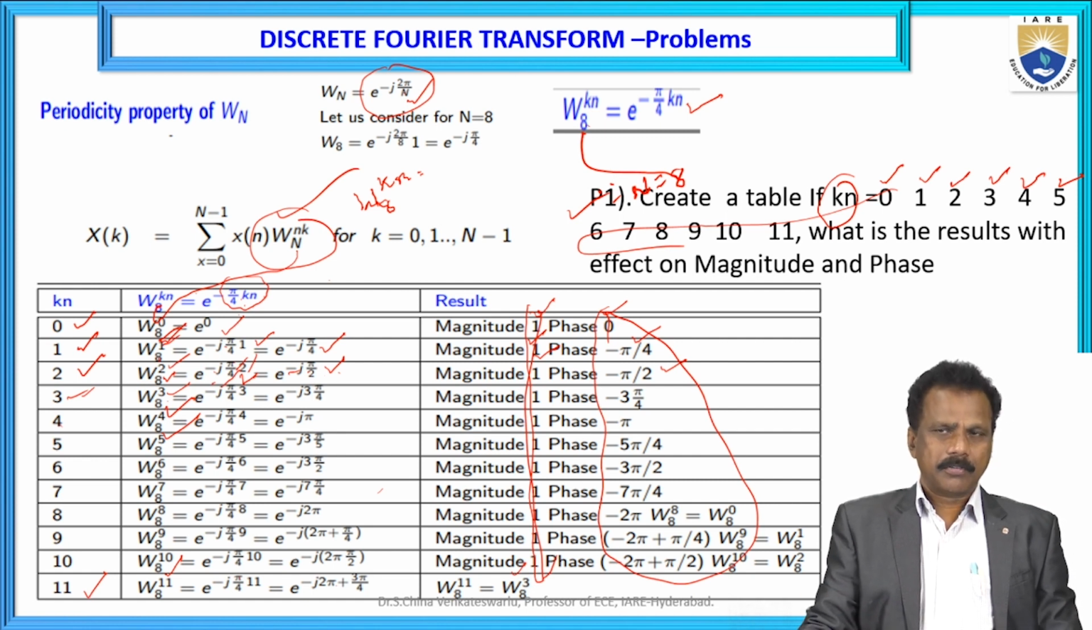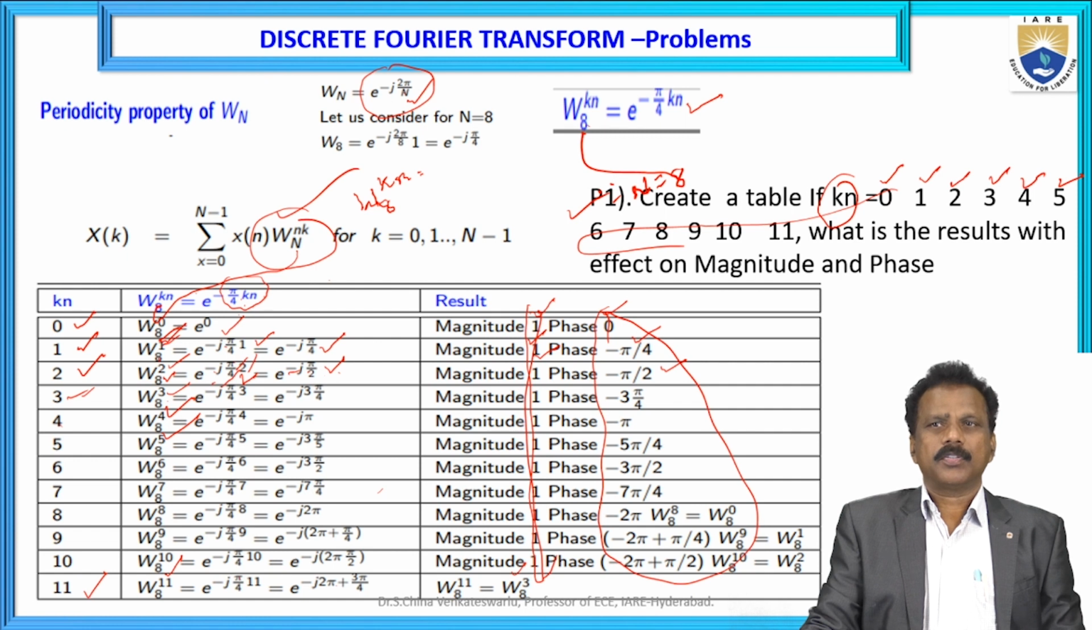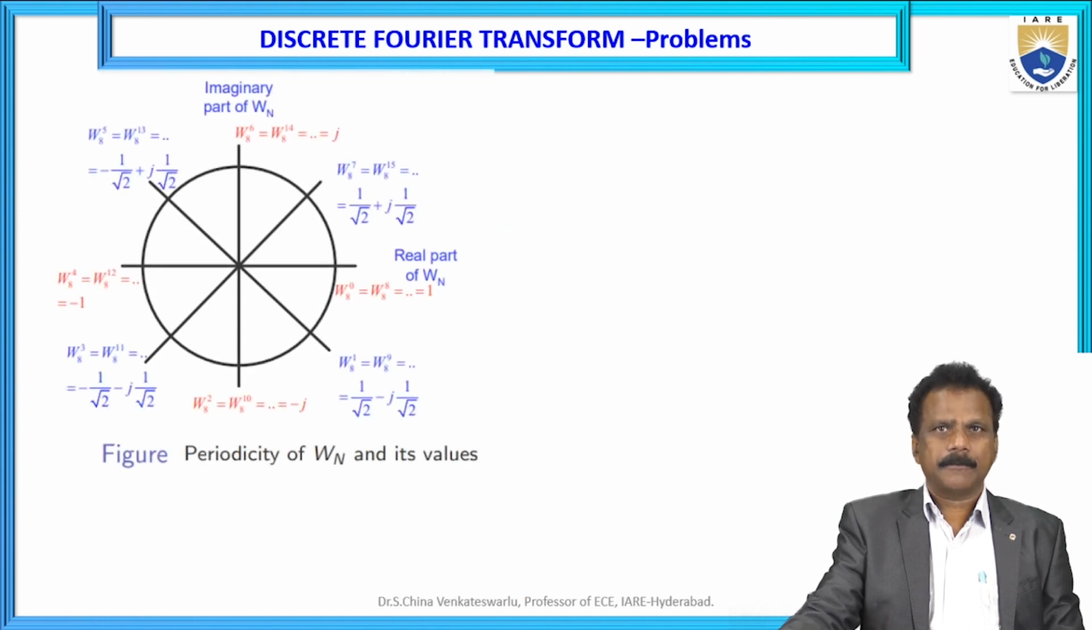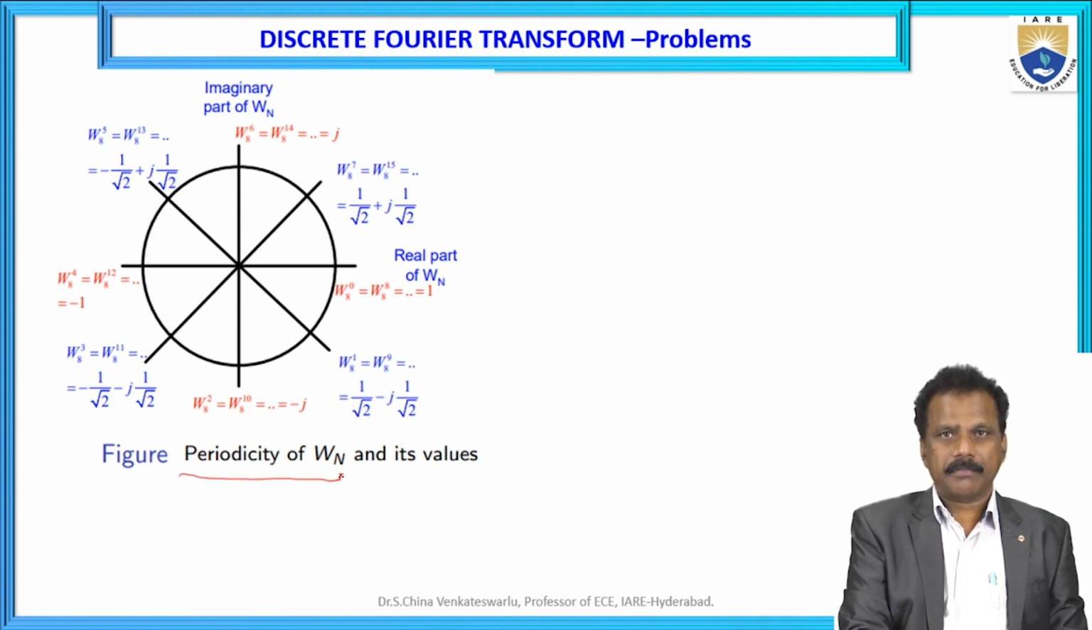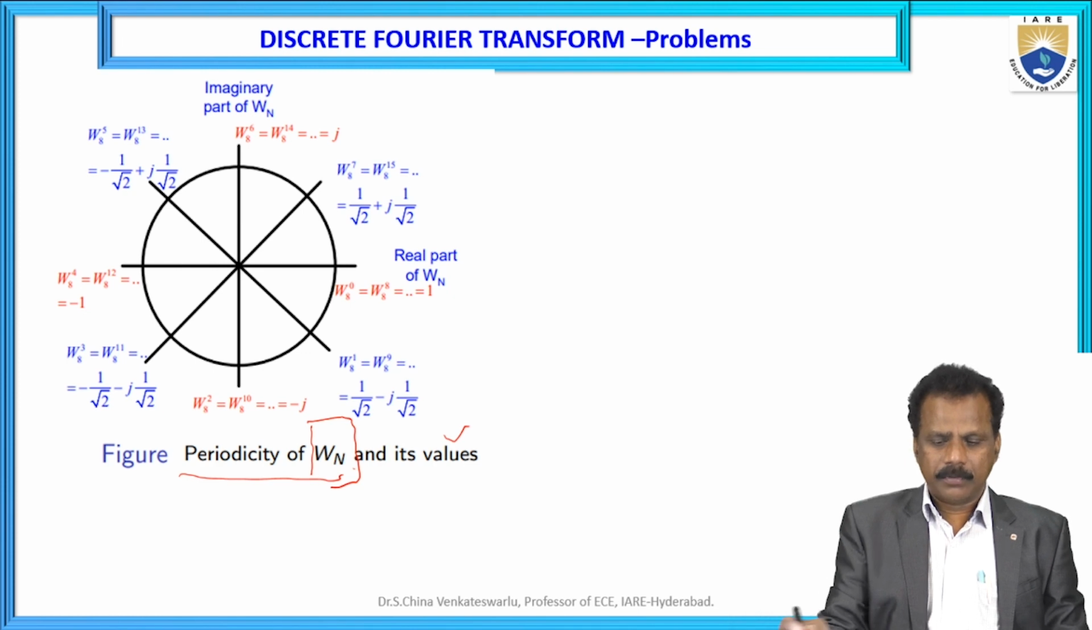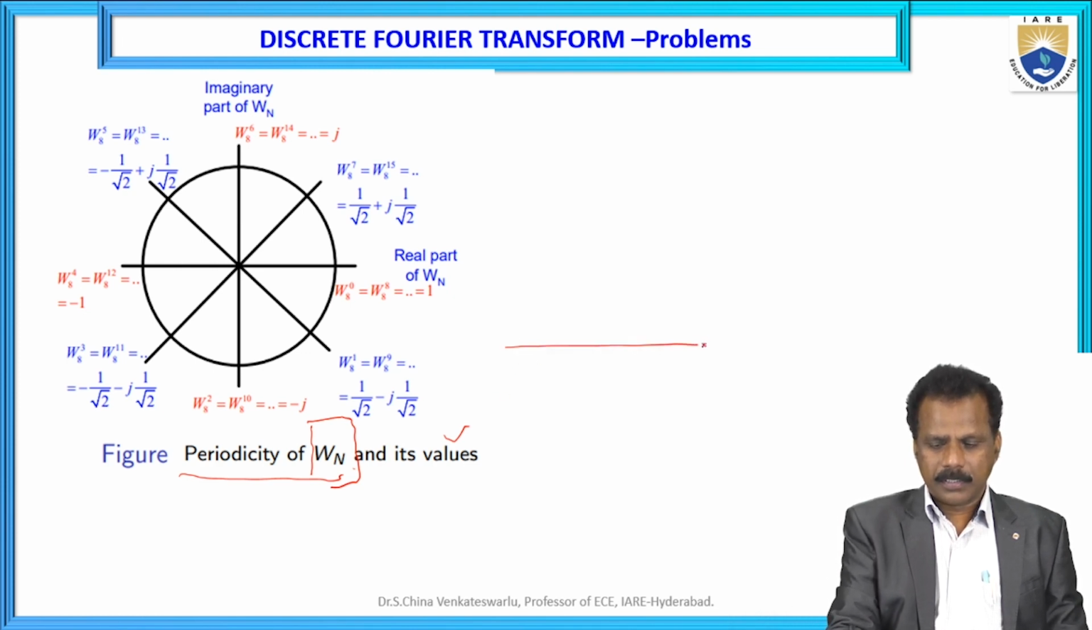Using all these formulas, we have to write a piece of code using MATLAB. We will verify it graphically. Next, figure: periodicity of W_N and its values. Using this property, periodicity of the weighting function W_N and its values. Initially, we know that for this case there are real values and imaginary values.